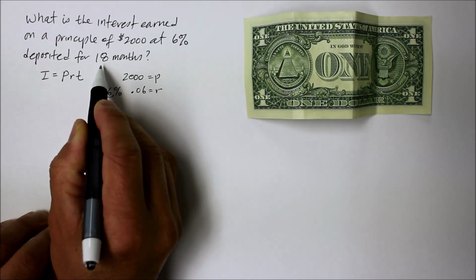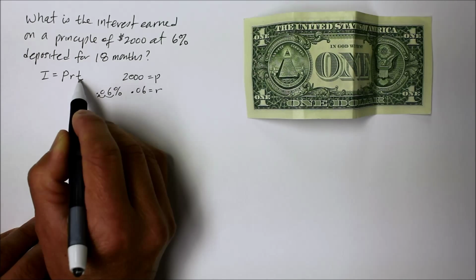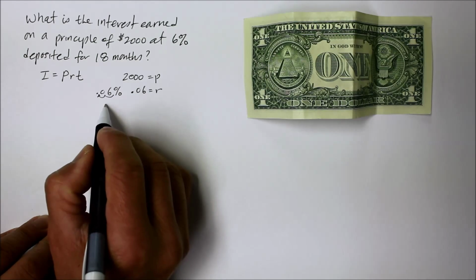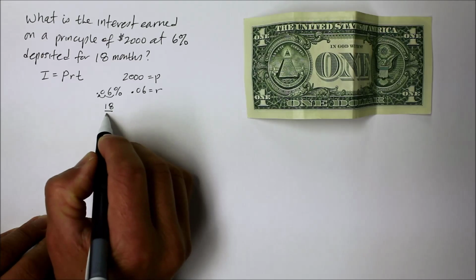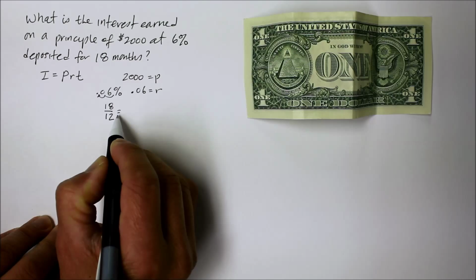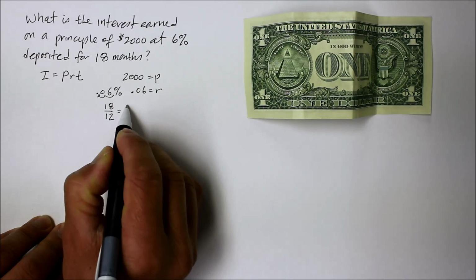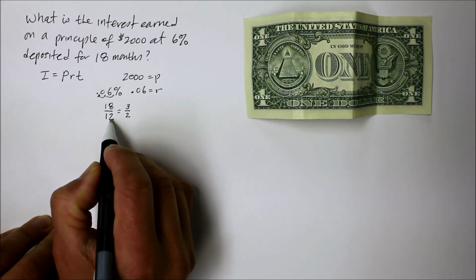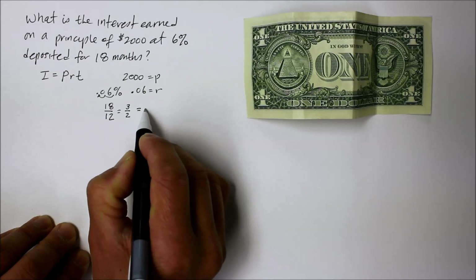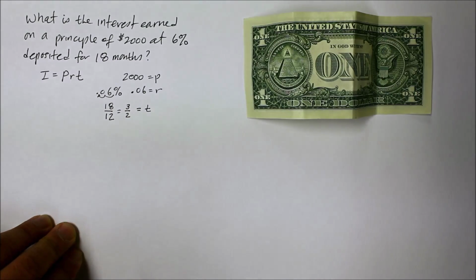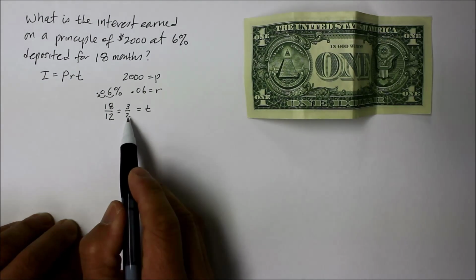18 months, no, we cannot just put 18 here. That will symbolize 18 years. We have to indicate that as a fraction form, 18 months out of a total of 12 months in a year. We should simplify this because it's a common factor. Greatest common factor is 6. So 18 divided by 6 is 3, and 12 divided by 6 is 2. So the time is 3 over 2 of our year, or 1 1/2 if you wanted to do that.